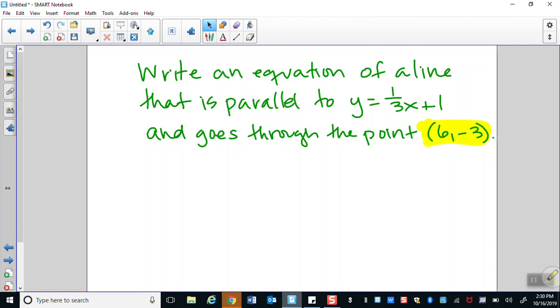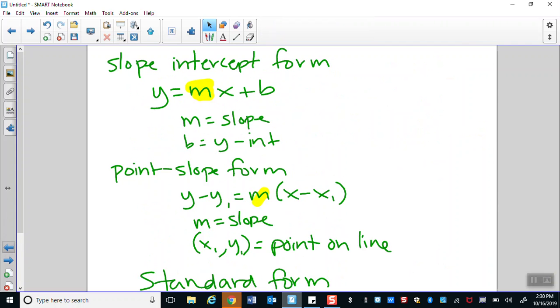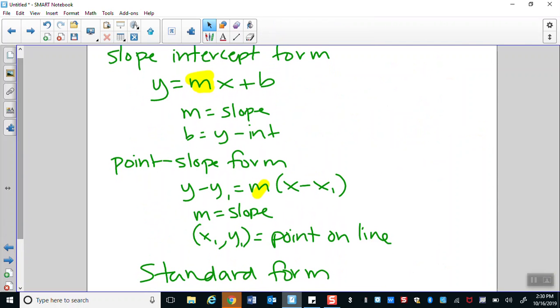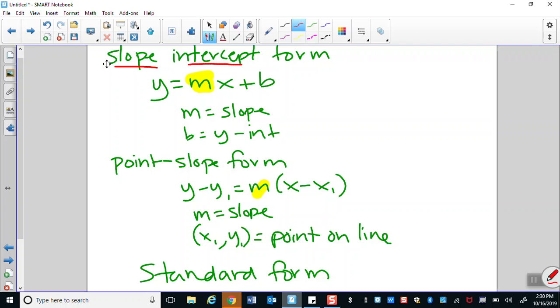And if you look back at the first slide that we did with the different forms on it, they're named to kind of help you. Slope-intercept form gives you a slope and an intercept. Point-slope form gives you a point and a slope. So you have to look at the information that's given to figure out which one makes the most sense.